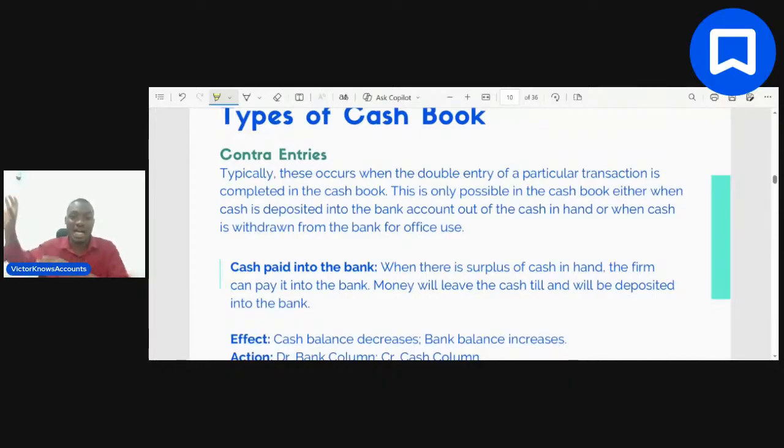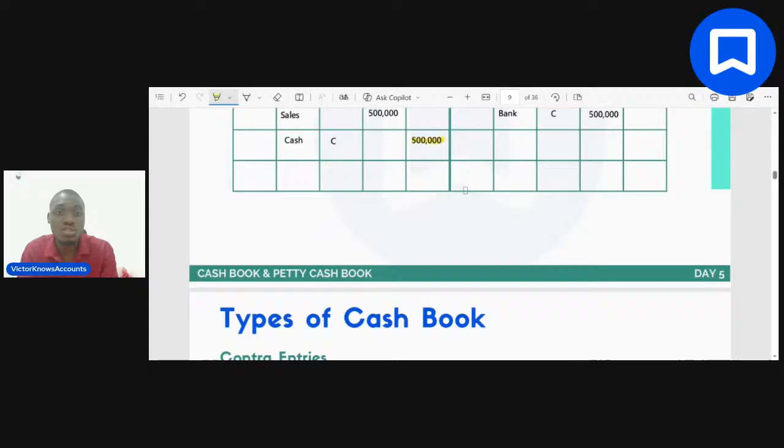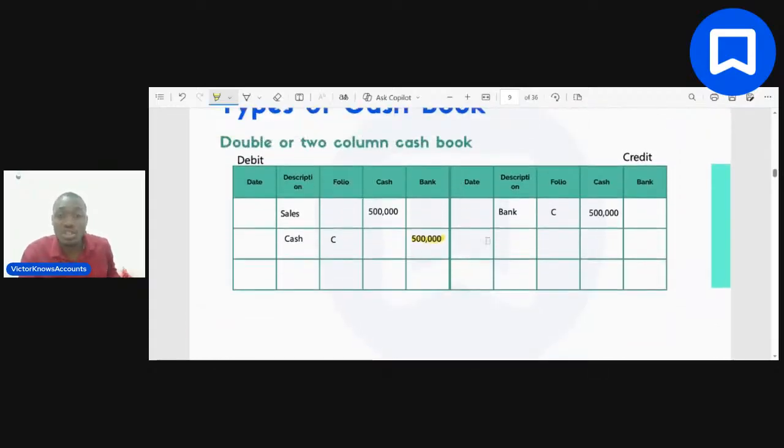Then of course, it's also possible for you to need more cash in the business and then you just withdraw and put it in the cash box. So in that sense, money is leaving the bank and moving to cash. Of course, in that sense, our transaction here will be the other way around. The 500,000 will be received by cash, while the 500,000 naira is paid by bank. So we'll credit bank and debit what?